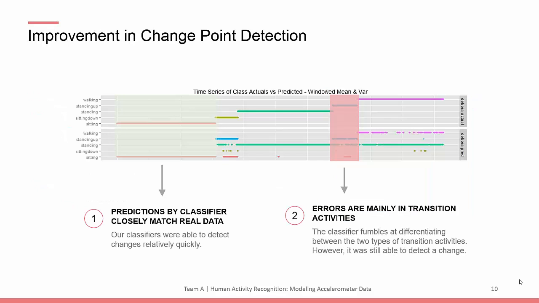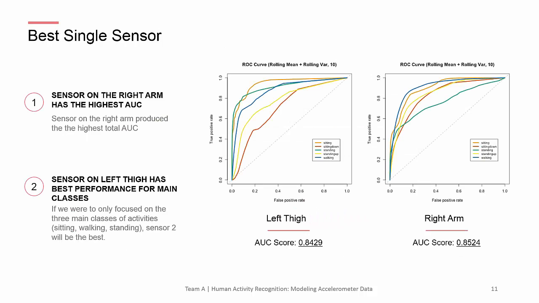point. Observing a time series of actual versus predicted classes, we see that although there are certainly cases of misclassification, most notably of the transition movement types standing up and sitting down, temporally the change point detection appears quite accurate. Finally, our analysis investigates the classification performance if only a single accelerometer is to be worn. Sensor 4, which is worn on the waist, and Sensor 2, which is worn on the left thigh, provide the highest AUC in terms of single sensor model.